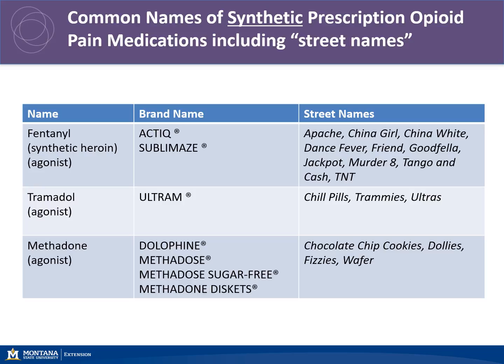This slide provides a list of fully synthetic prescription opioid pain medications. These are also agonists and include fentanyl, tramadol, and methadone. Brand names for fentanyl include Actiq and Sublimaze, and on the street you may hear it referred to as Apache, China Girl, China White, Dance Fever, Friend, Goodfella, Jackpot, Murder 8, Tango and Cash, and TNT. Brand names for tramadol include Ultram, and street names include Chill Pills, Trammies, or Ultras. Brand names for methadone include Dolophine, Methadose, Methadose Sugar-Free, and Methadone Diskets. Street names include Chocolate Chip Cookies, Dollies, Fizzies, and Wafer.